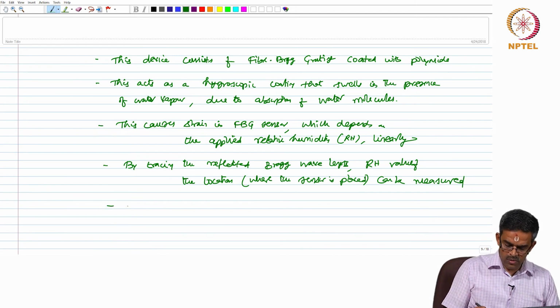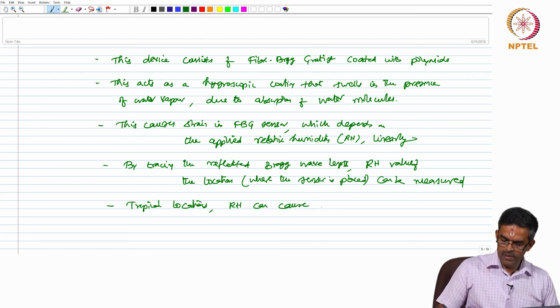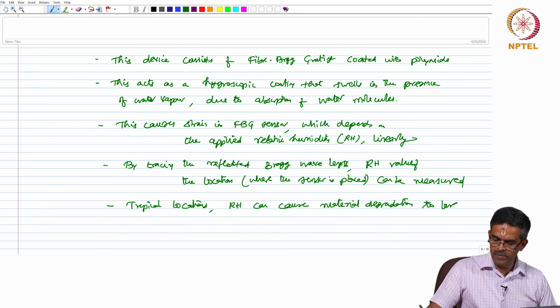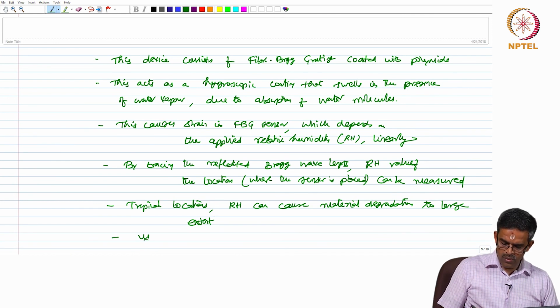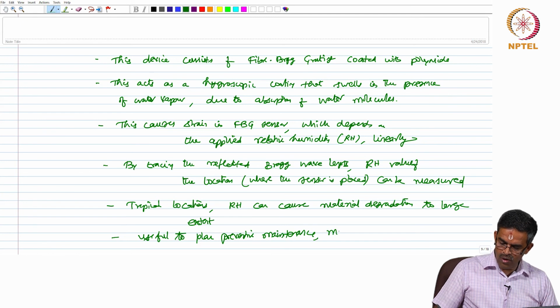This is very useful in tropical locations where relative humidity can cause material degradation to a large extent. It is generally useful to plan preventive maintenance in case of monumental buildings.